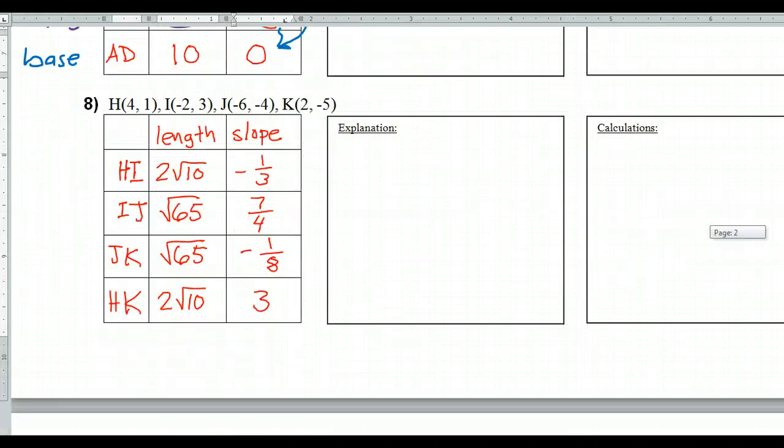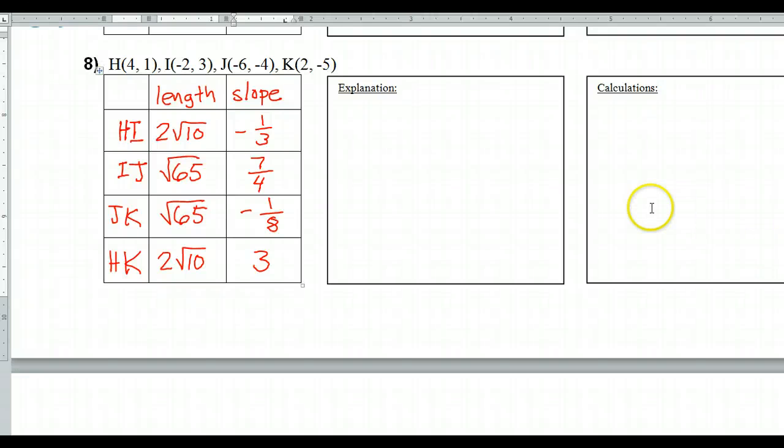Okay, last one, number 8. First we ask ourselves, is this a parallelogram? Well, look at these opposite sides, -1/3, -1/8. The opposite sides are not parallel, so it's not a parallelogram. Next we ask ourselves, is it a trapezoid? Well, a trapezoid would have one pair of parallel sides, but none of these slopes are the same. So that means it's not a trapezoid either, because there's not a single pair of parallel sides.